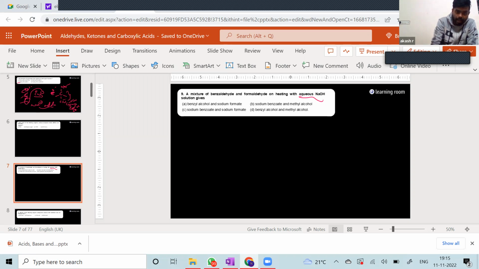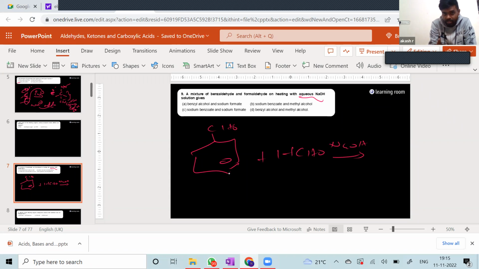Right. So if I have this one, C6H5CHO, this is benzaldehyde, and if you have HCHO, that is your formaldehyde, on heating with NaOH, this is an example of the Cannizzaro reaction, obviously. In this Cannizzaro reaction, you see that a disproportionation reaction is going to happen. That means one of them is going to get oxidized, one of them is going to get reduced. Right. Now tell me which will get oxidized, which will get reduced. An aldehyde getting oxidized is going to give you what? Acid, right? And an aldehyde getting reduced is going to give me alcohol, right? So which is going to give me alcohol, which is going to give me acid?